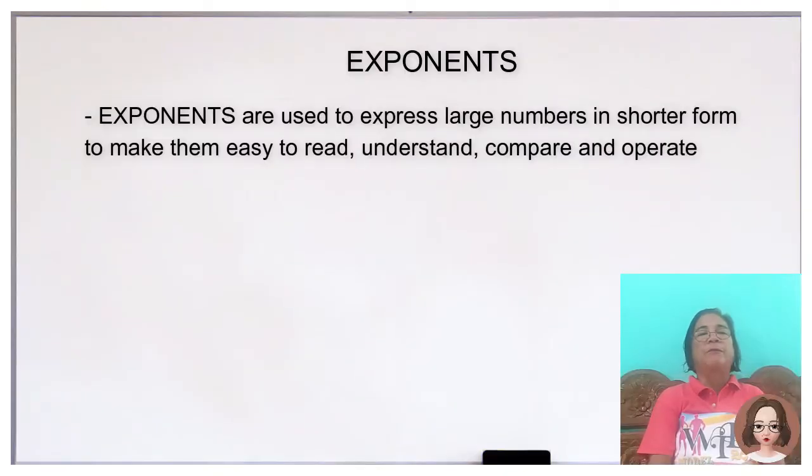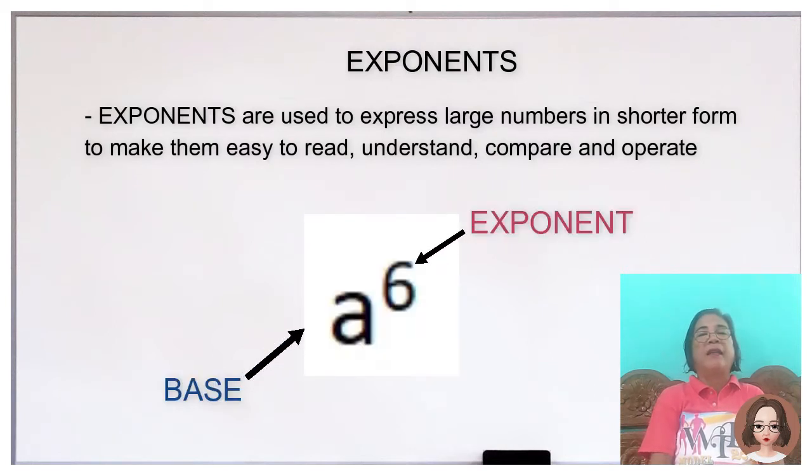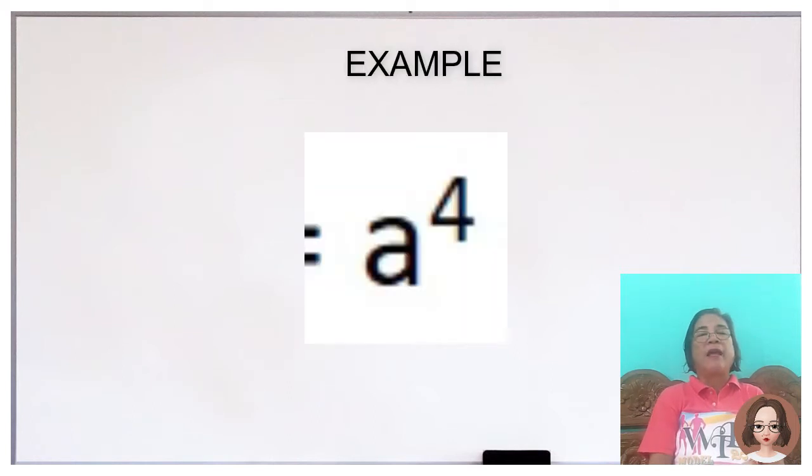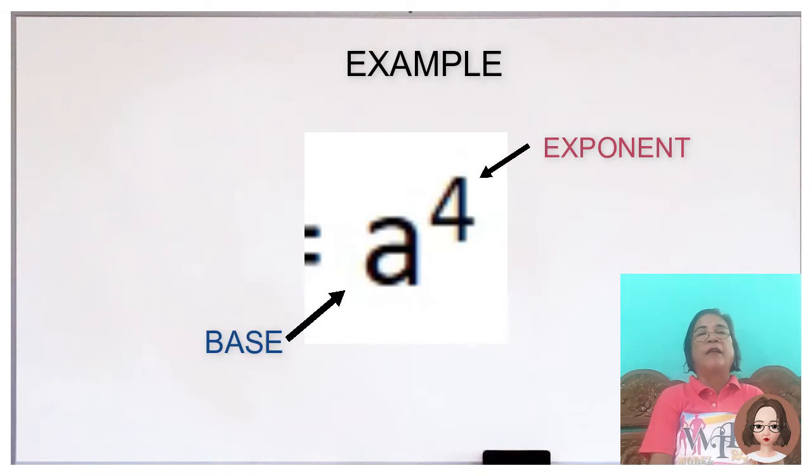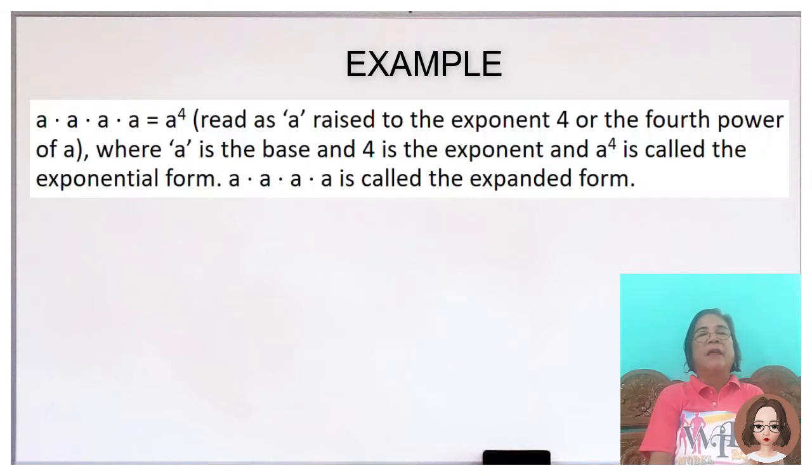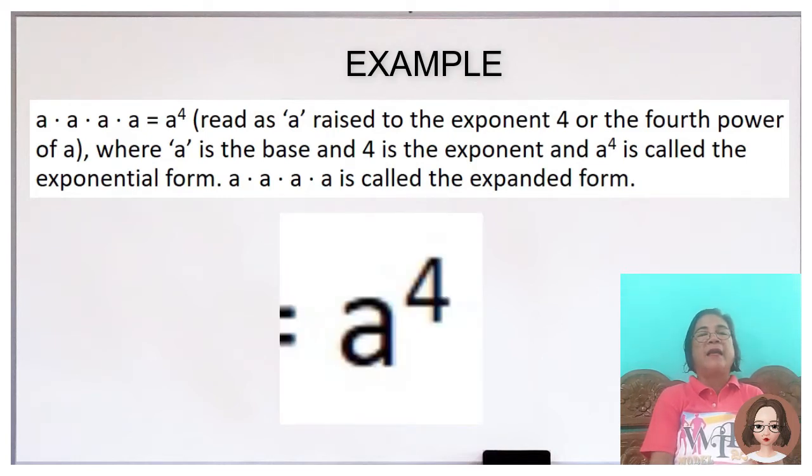So when you say exponent, it has something to do with the base and the power. If we have an example, the expression a raised to the fourth, a is the base and 4 is the exponent. It means that the base a will be multiplied by itself 4 times: a times a times a times a. So we have an answer of a raised to the fourth power.